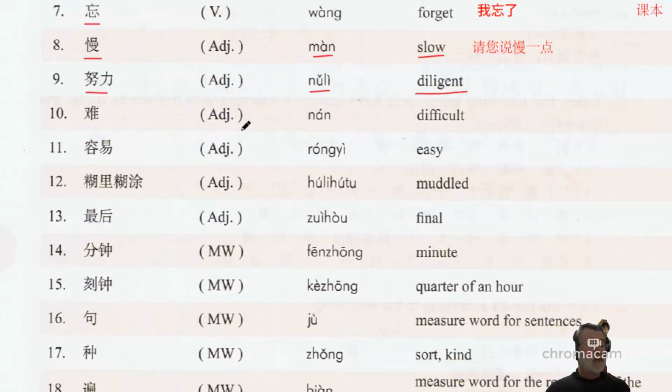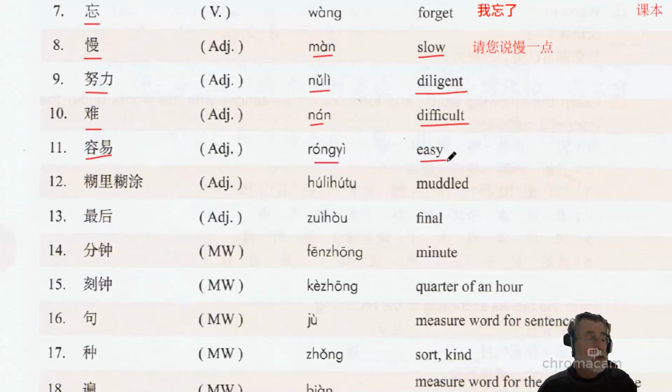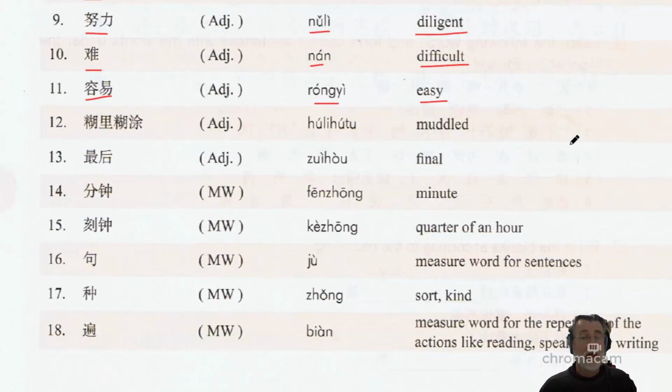Moving along, we've got two very handy words actually. First one, 难, meaning difficult. Okay, not to be confused with the word for male. Same sound, different character, of course. And you could say something like, 学习中文很难. And then the opposite of that is 容易, easy. Okay, 学习中文很容易.